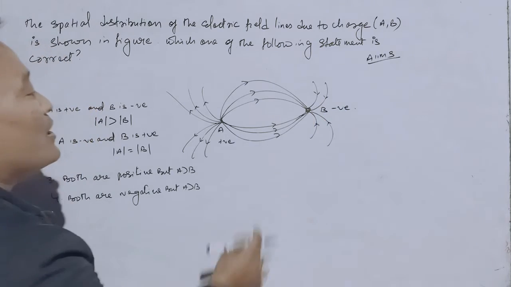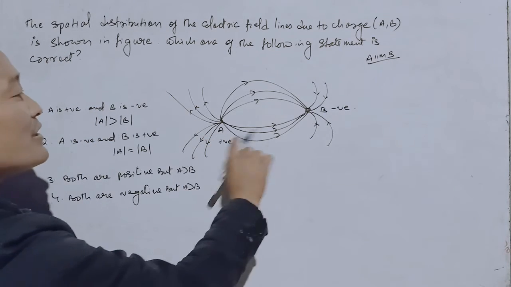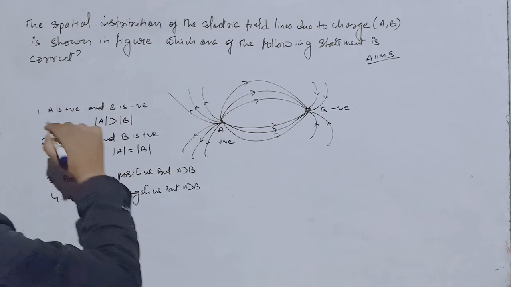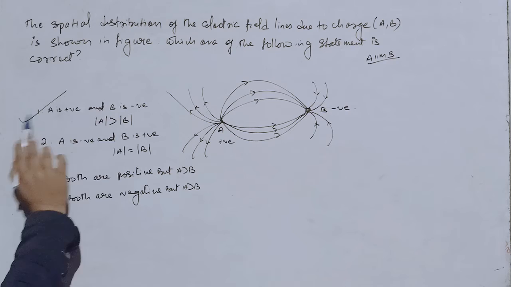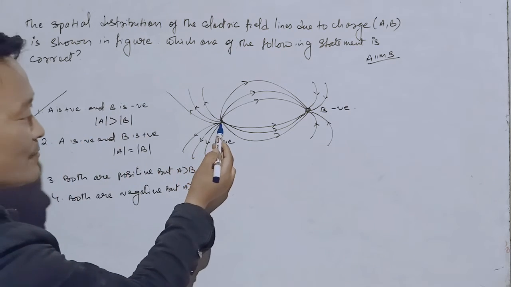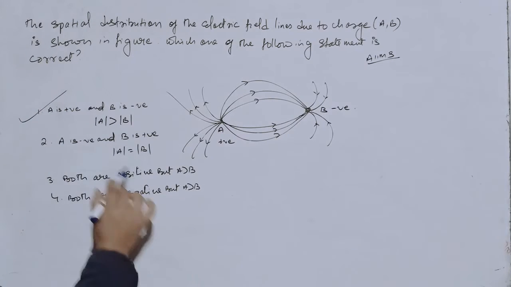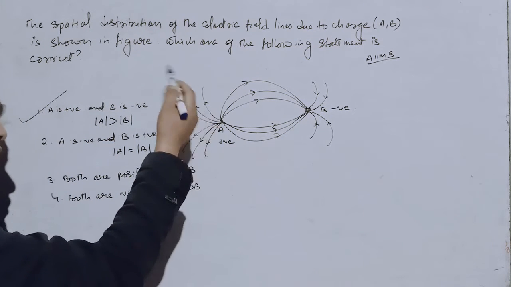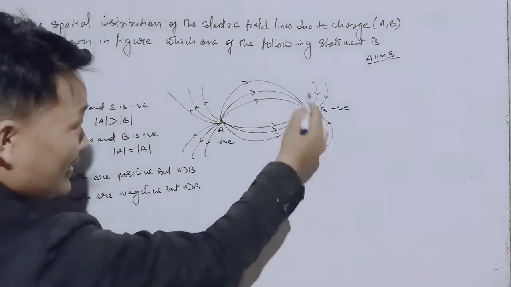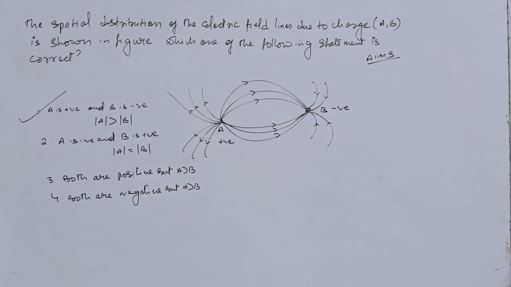So the magnitude of A is more than the magnitude of B. Option 1 is the correct answer. It is given that A is positive and B is negative, which we have found out here. The magnitude of A is more than B because the lines of force leaving A are more and those entering B are fewer. So the correct option is option A, 1.